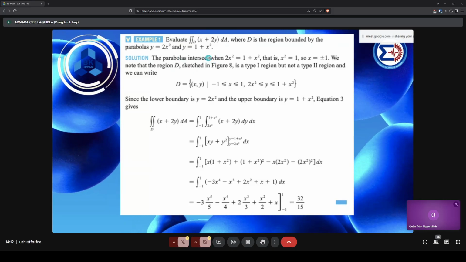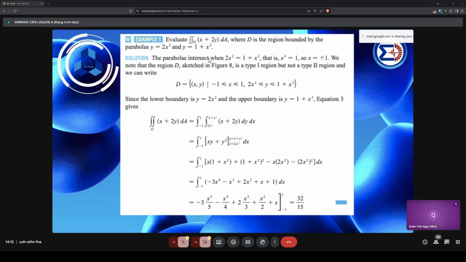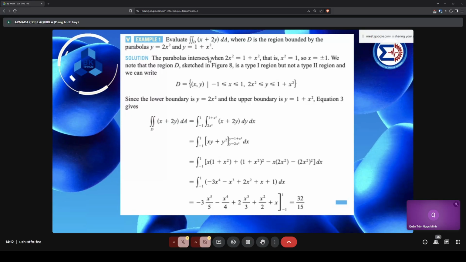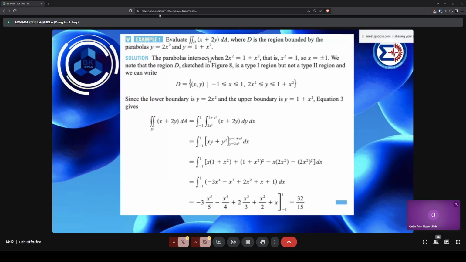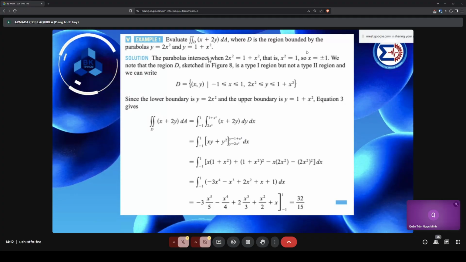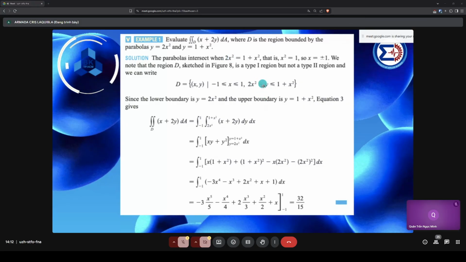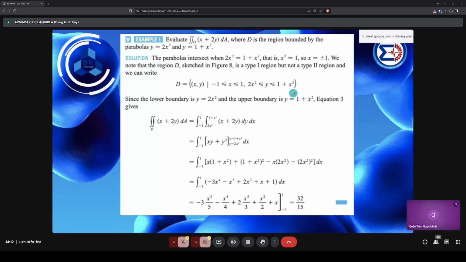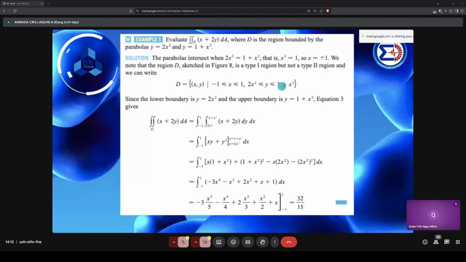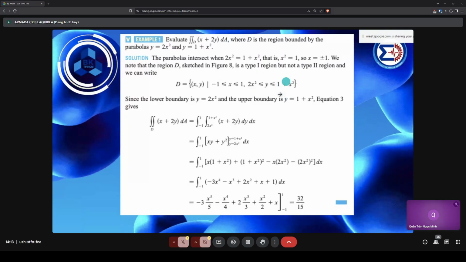So all you have to do is solve the values there. Which one of them is the higher function? As you can see here, 2x squared is less than or equal to y, which is less than or equal to 1 plus x squared. So what happened now? This one is higher, this one is larger.